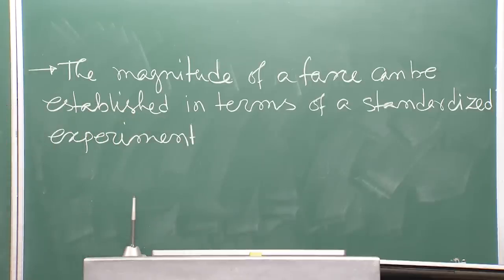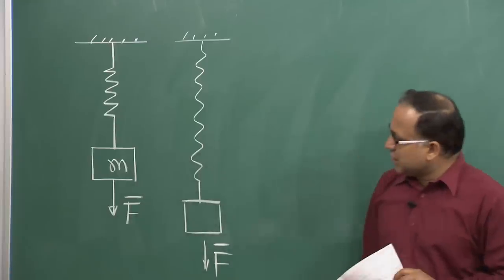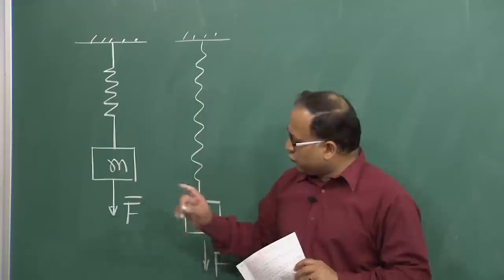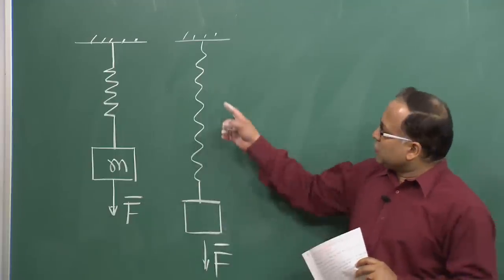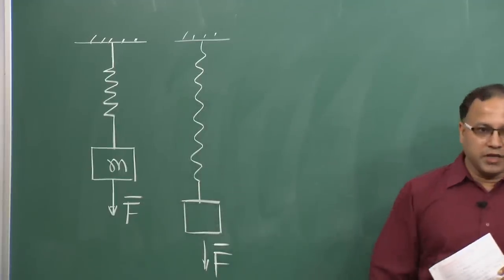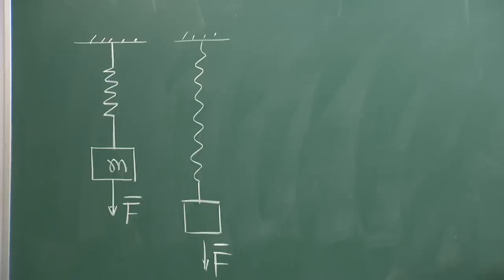So these are the few points to be remembered when we are talking about the force. The first one is how we'll get the magnitude of the force. I am applying the force here, right? In the spring I am applying the force, and this much of deformation is happening in the spring, okay? But how do I get the magnitude of force? How do I say that this much of force will cause this deformation?